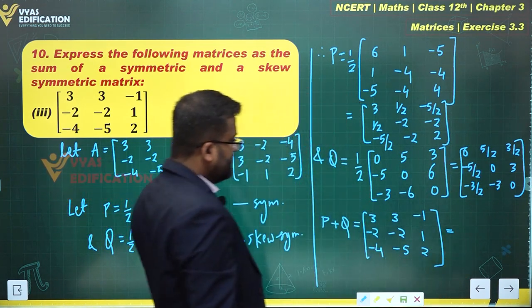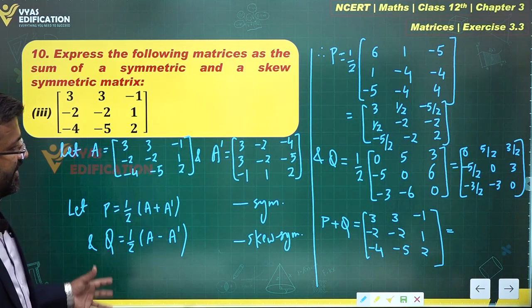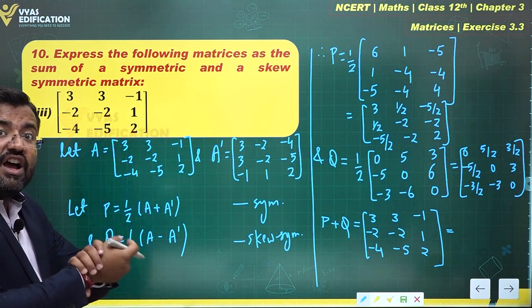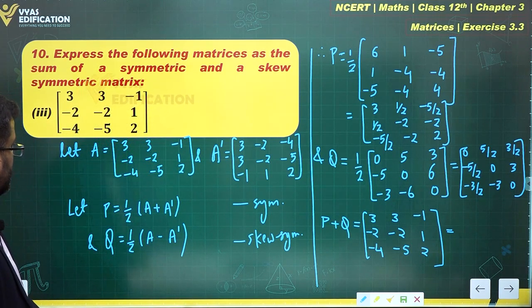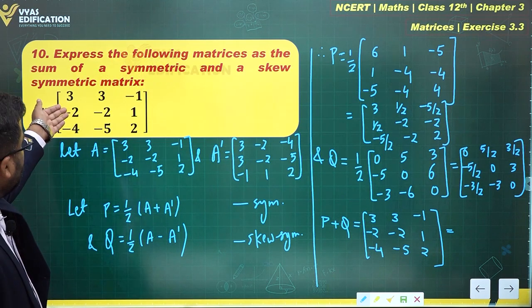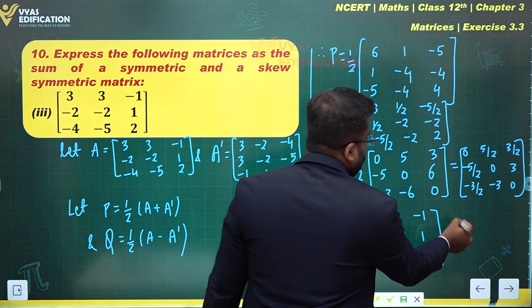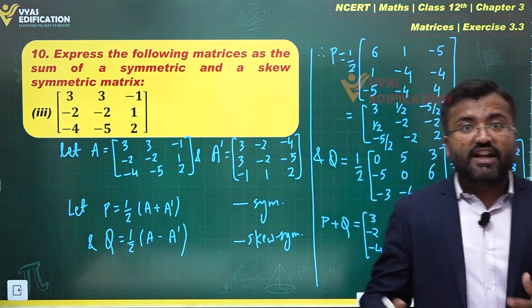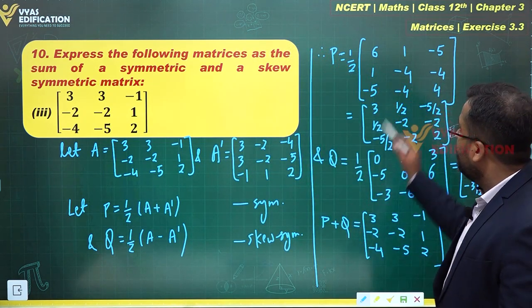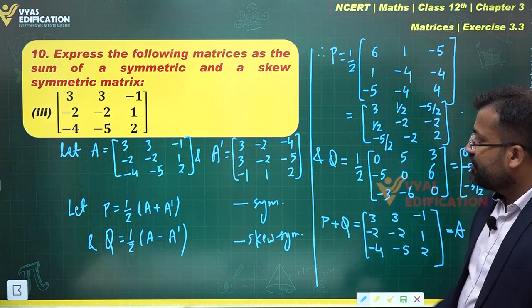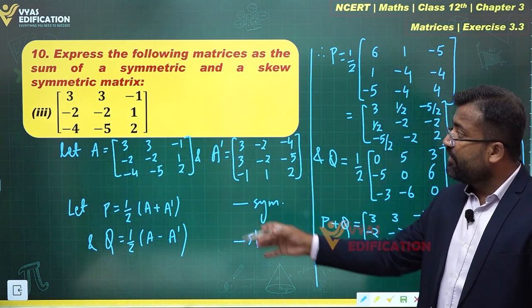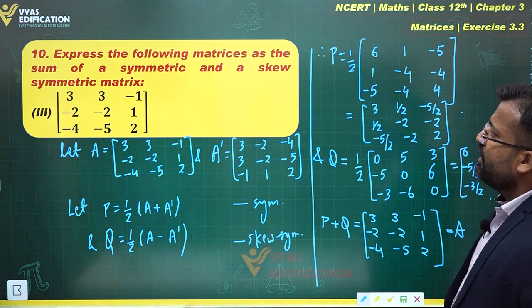And what is this matrix equal to? P is a symmetric matrix. Q is a skew symmetric matrix. The sum of these two matrices, is it equal to this A? 3, 3, minus 1, minus 2, minus 1. Yeah. This is equal to this matrix A. And hence we have written A as the sum of two matrices. One of these is symmetric, the other is skew symmetric. These are the given matrices. That's this part for us.